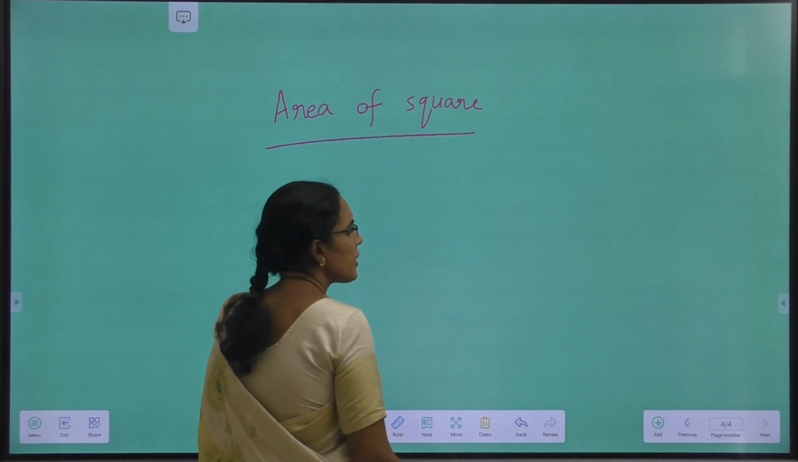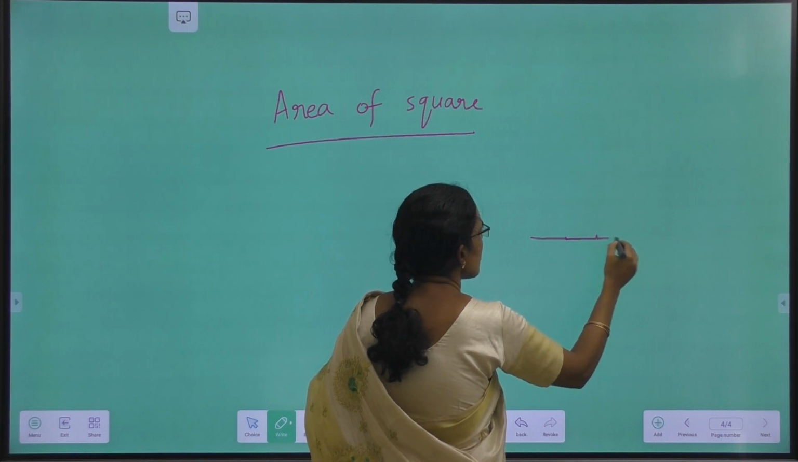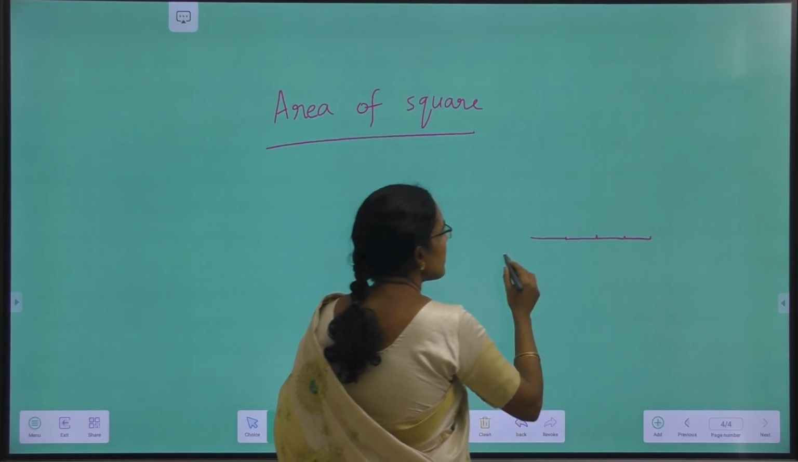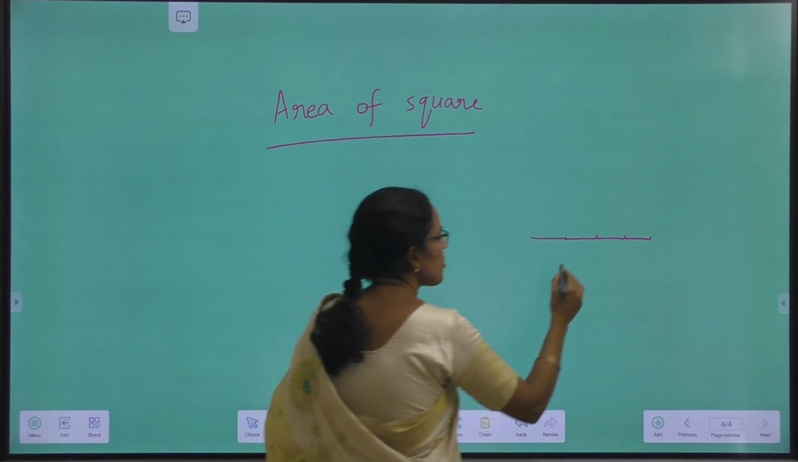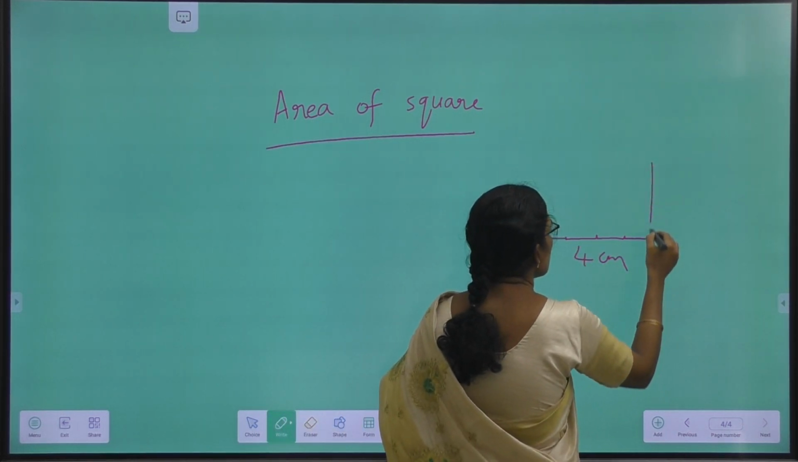Now I am taking one square with side 4 centimeters. In a square all 4 sides are equal. Now side I am taking 4 centimeters. Side of the square 4 centimeters. All the four sides are equal in a square.